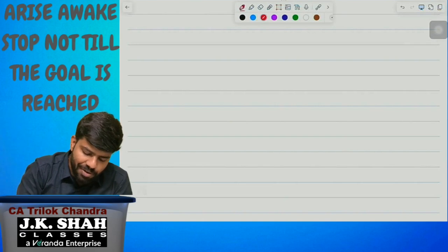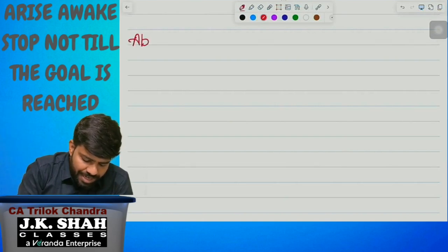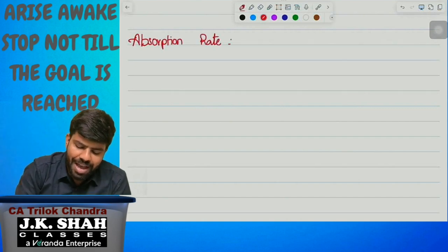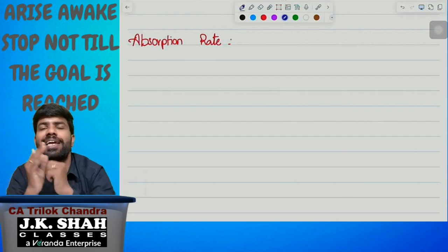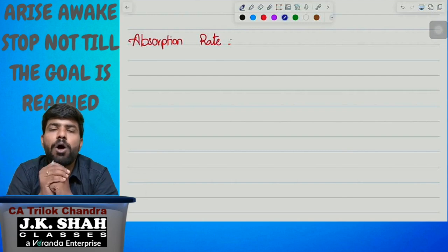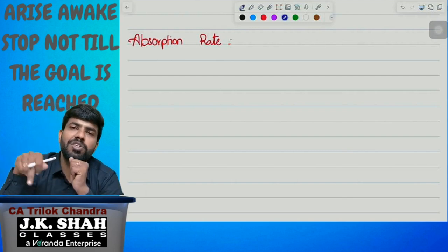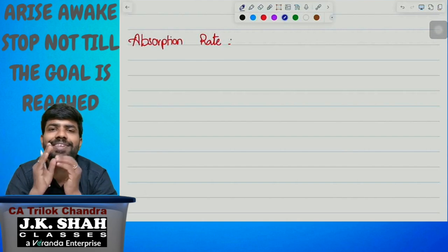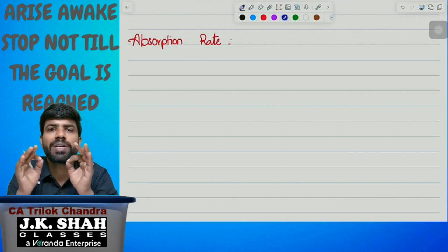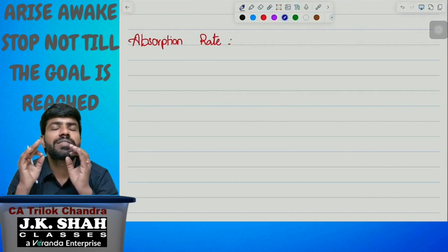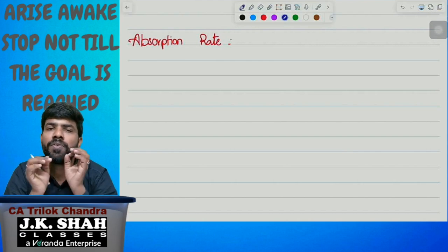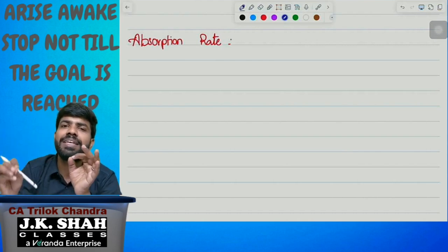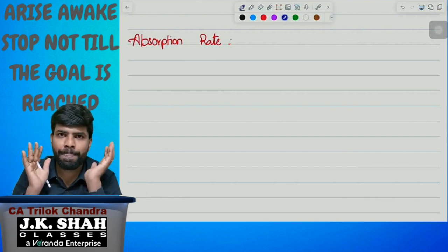To understand this under or over absorption concept, first we need to understand absorption rate. In the last video, we saw how to convert individual expenses into departmental expenses and how to charge service department cost to the production departments, which is called the secondary distribution summary. Once we complete it, the service departments become zero, and the entire cost is accumulated in the production departments. From the production departments, we need to charge it to each and every product produced in the factory.